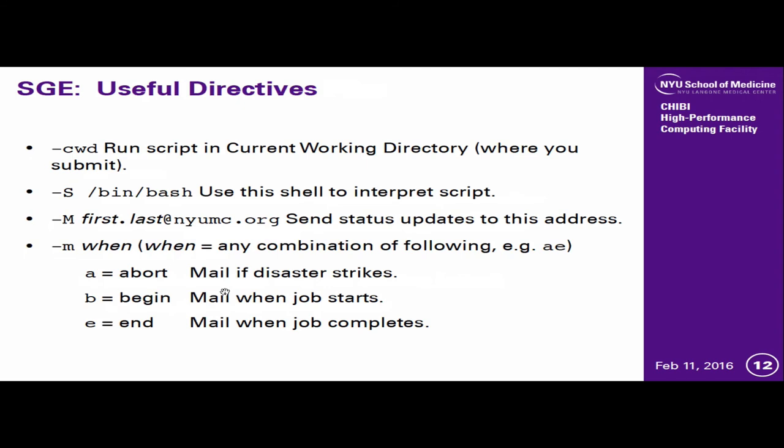But if you're doing one job at a time, you can say minus capital M and your medical center email address, and you can say minus little m, and flags about when you want to be mailed. A for abort, which is if your job actually crashes. B for begin, when your job starts. And E for end, when your job finishes normally. And you can do any combination of those, like AE. So minus little m, AE, means if my job aborts or finishes. There are many other SGE directives as well, but these are some interesting ones.